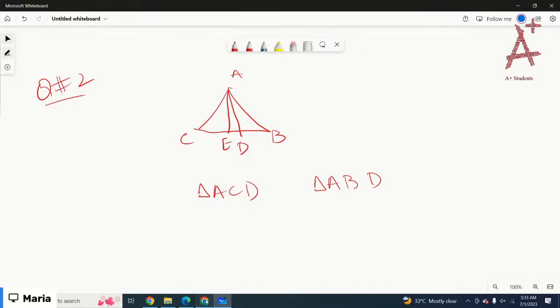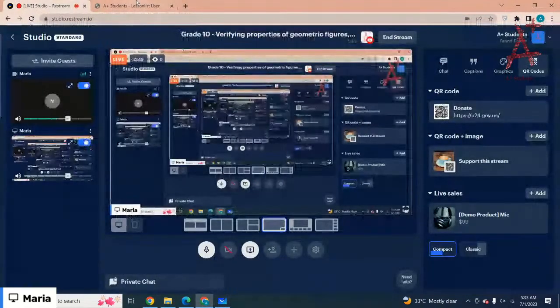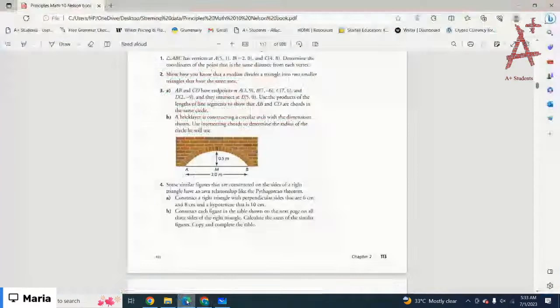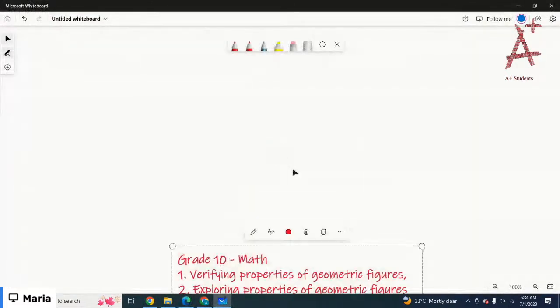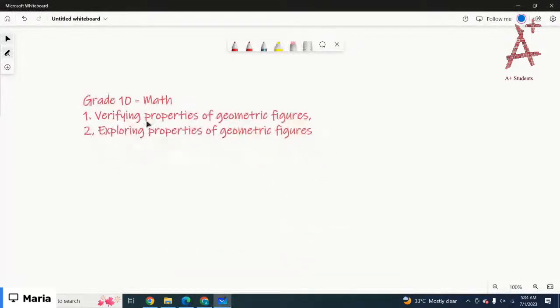Okay, you can complete the rest of the questions by yourself later today. We were working on grade 10 math. The lessons we have covered today are verifying properties of geometric figures and exploring properties of geometric figures. Please make sure before the next session you complete all the practice questions for the lessons we did today. If you need more help, you can contact any tutor on Skype. They are available from Monday to Friday, 5 to 9.